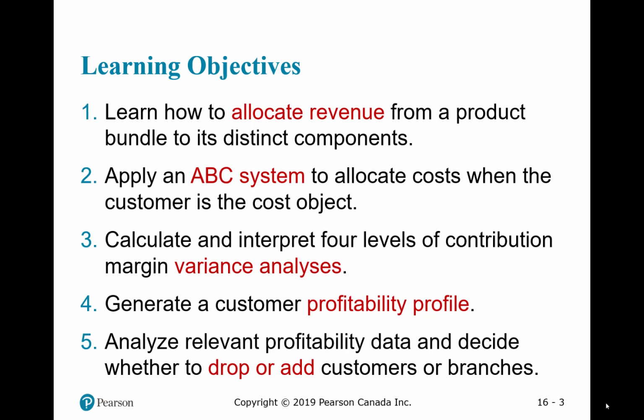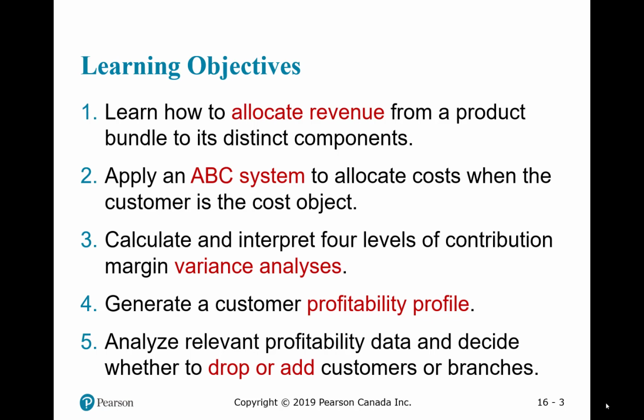So for example, if McDonald's sells a combo, how do they figure out how much goes to the Big Mac and to the fries and to the pop? We're going to look at an ABC system to allocate costs, but looking at the customer themselves as the cost object. So basically looking at how much does it really cost to keep a customer.